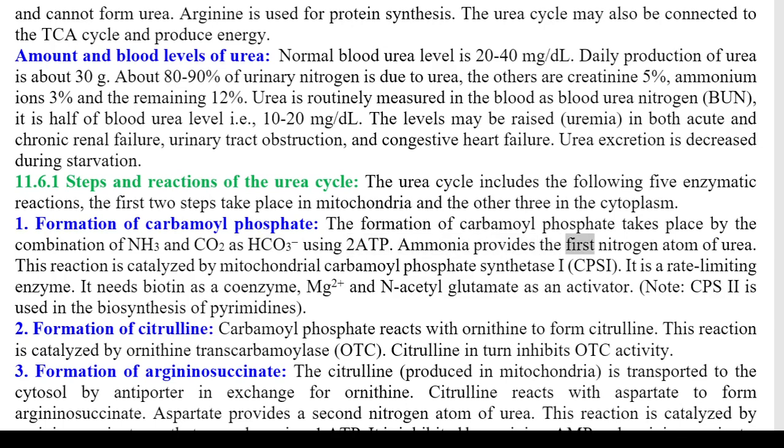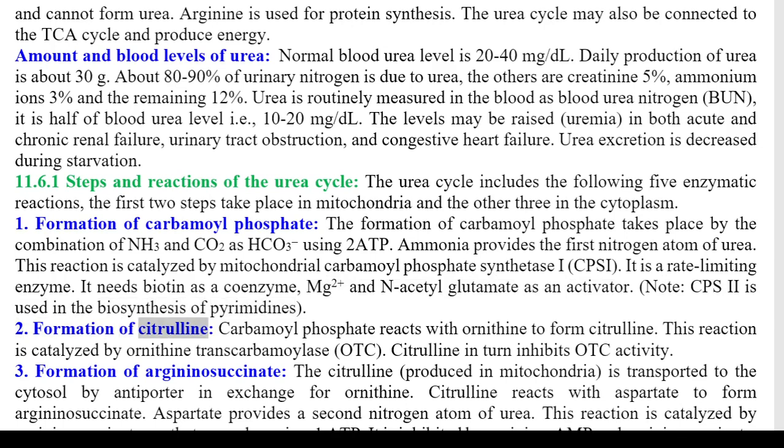Ammonia provides the first nitrogen atom of urea. This reaction is catalyzed by mitochondrial carbamoyl phosphate synthetase I, CPS I. It is a rate-limiting enzyme. It needs biotin as a coenzyme, Mg2+ and N-acetyl glutamate as an activator. Note: CPS II is used in the biosynthesis of pyrimidines.